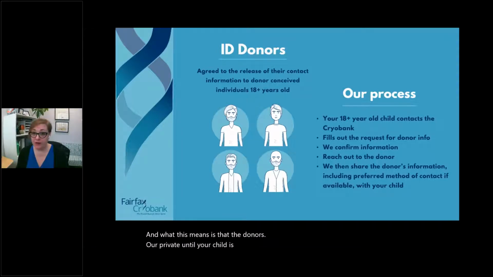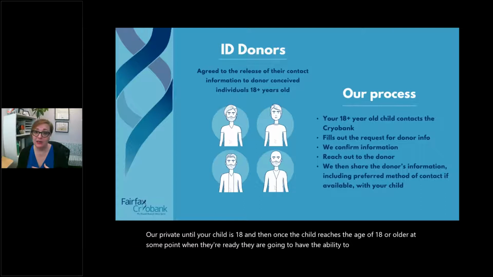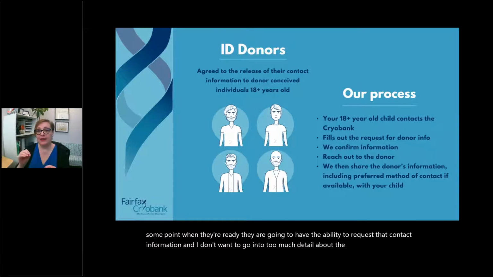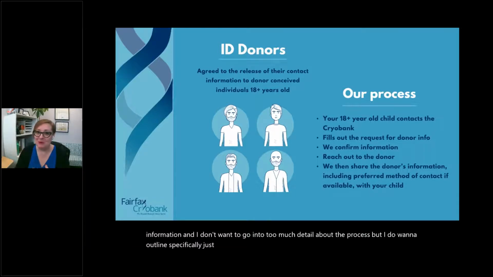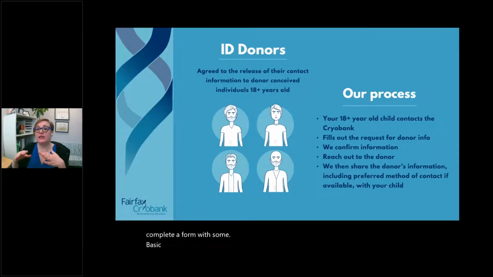And then once the child reaches the age of 18 or older, at some point when they're ready, they are going to have the ability to request that contact information. I don't want to go into too much detail about the process, but I do want to outline briefly and specifically what we do. When your child is 18 or older and ready for that information, they're going to contact us and complete a form with some basic information requesting the identifying information for their donor. And we're basically going to process that.